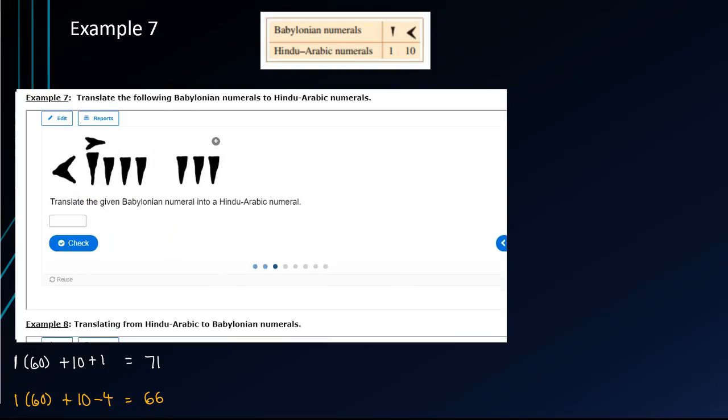For the next one, now this is all in my 60s area. This is in my units position. So this equates to 10 minus 3. So that's 7. So I'm going to have 60 times 7 plus 3. And 7 times 60 is 420. Adding 3 to that gives me 423.